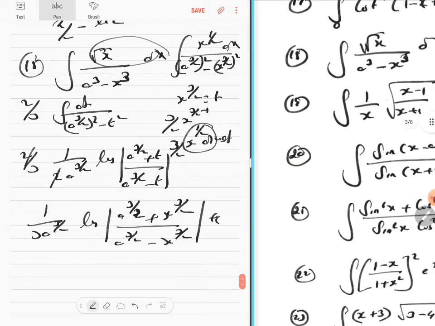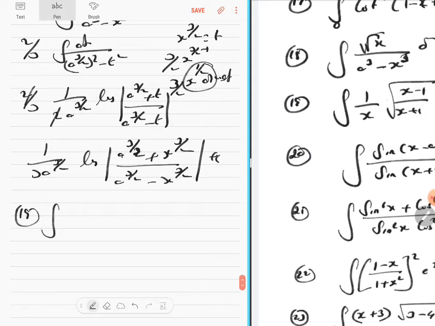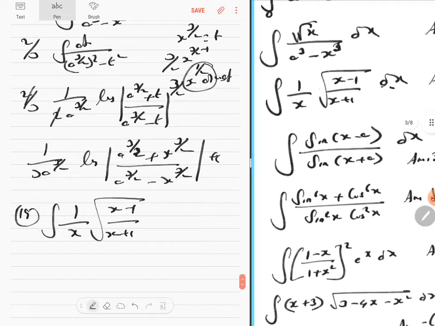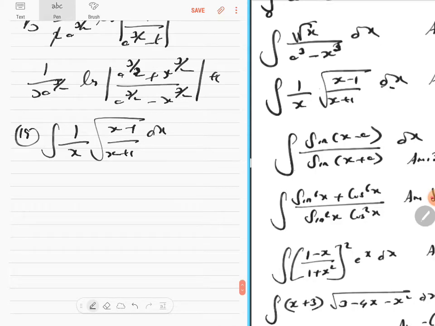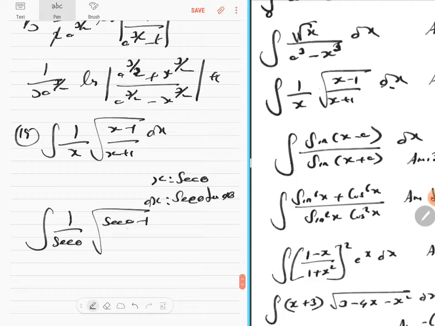Okay. So let's go to the next question, the 19th question. It's 1 by x into root of x minus 1 by x plus 1 into dx. Okay, so I'm just thinking secant theta, because x minus 1 and x plus 1, so dx is equal to secant theta tan theta d theta. So substituting that here, 1 by secant theta into root of secant theta minus 1 by secant theta plus 1 into secant theta tan theta d theta.